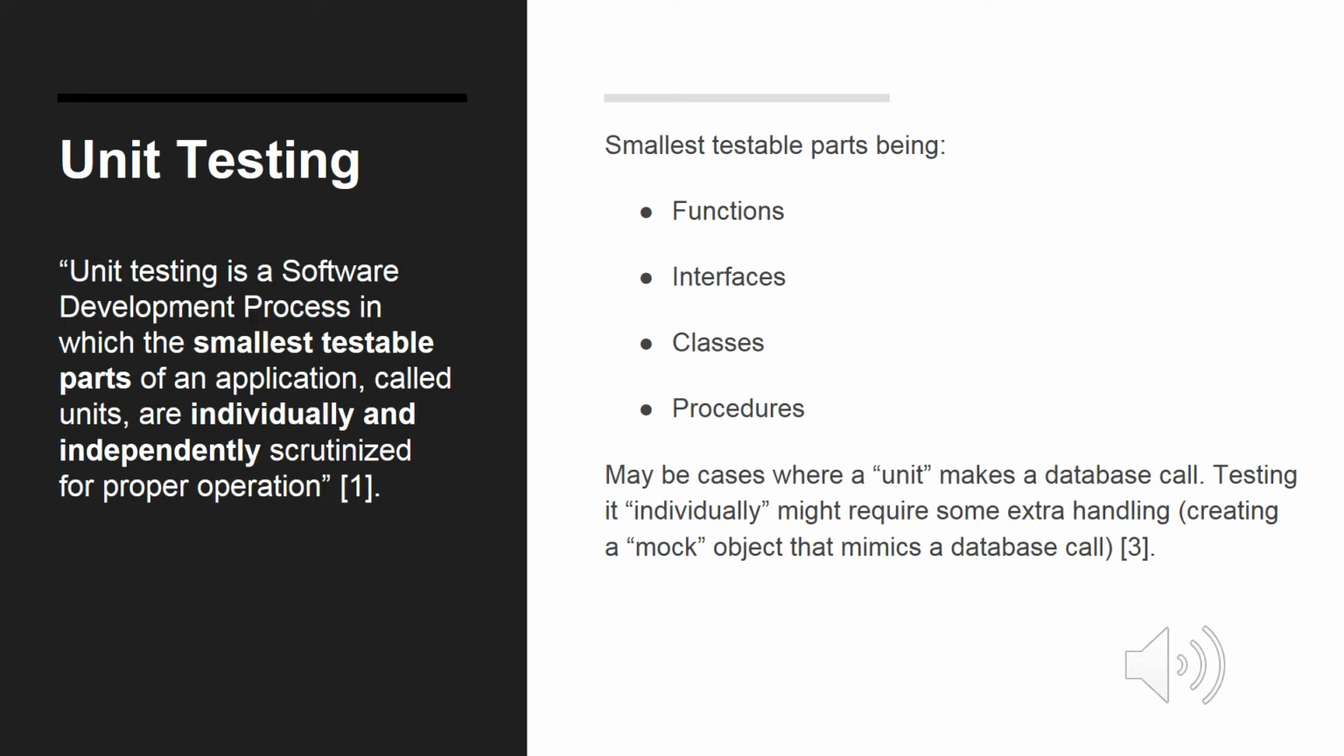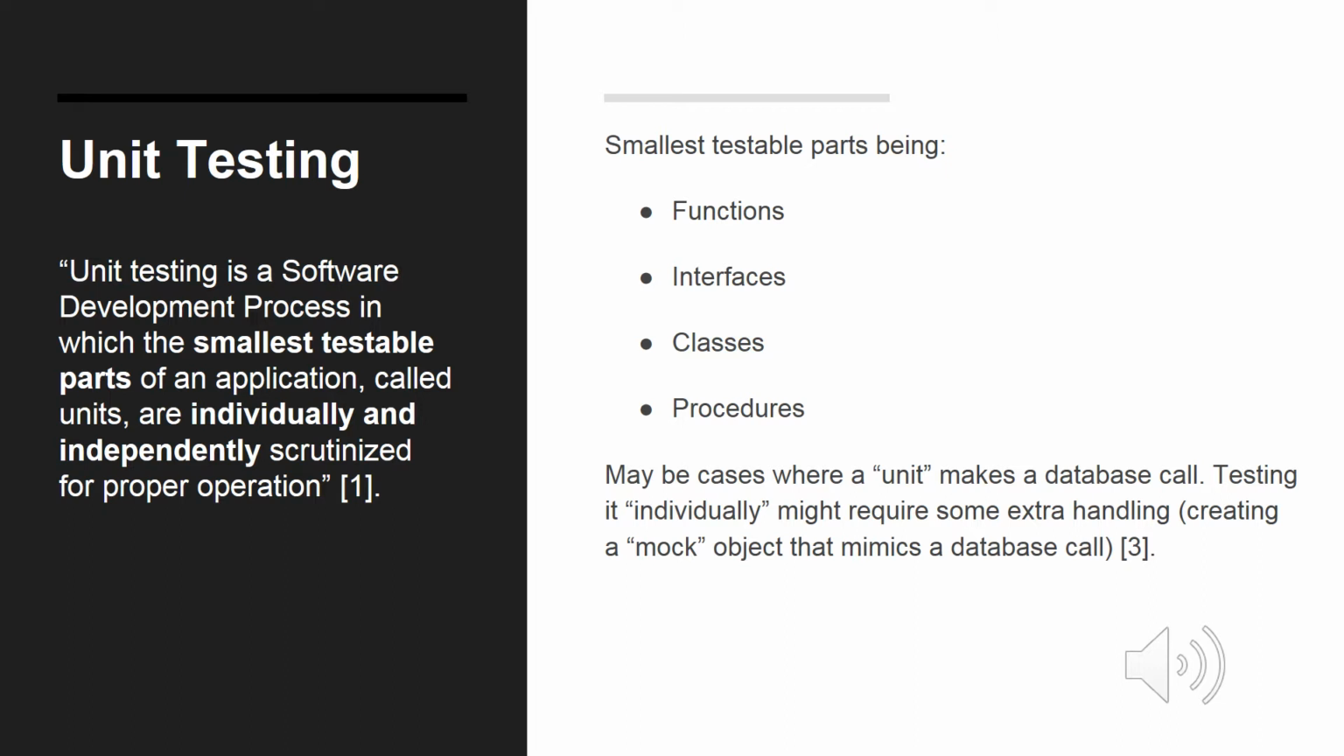The first is that unit testing is done on the smallest testable parts. Now, what does that mean exactly? Well, it means that the code needs to be complex enough that it is testable, but at the same time as small as possible. So this could apply to functions, interfaces, classes, or procedures in software code.